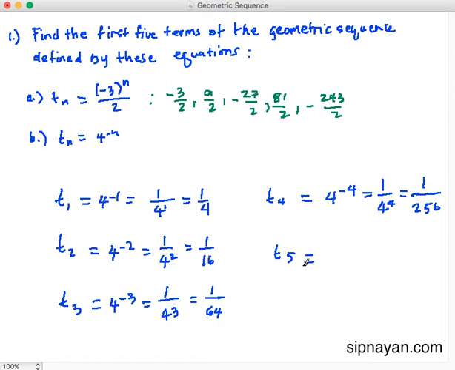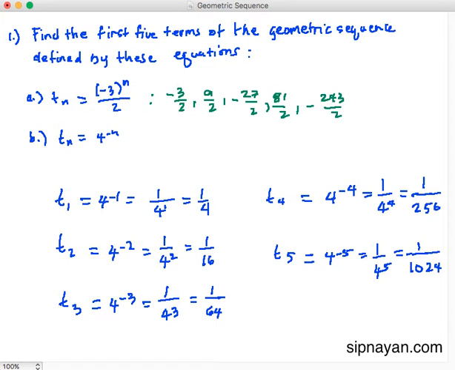And last, we have 4 raised to the negative 5, which is 1 over 4 raised to the 5th power, which is equal to 1 over, ano ang 256 times 4? So, ang 250 times 4 is 1,000, di ba? 6 times 4 is 24. So, meaning 1 over 1,024. Okay, so yan yung ating mga terms.